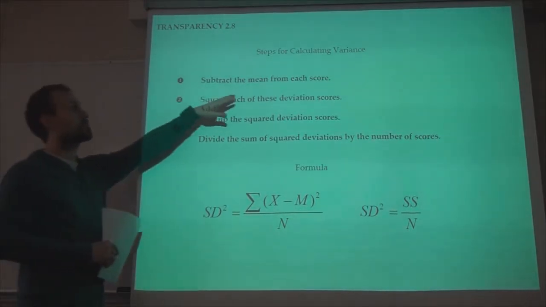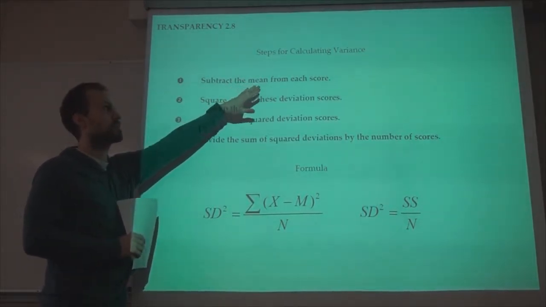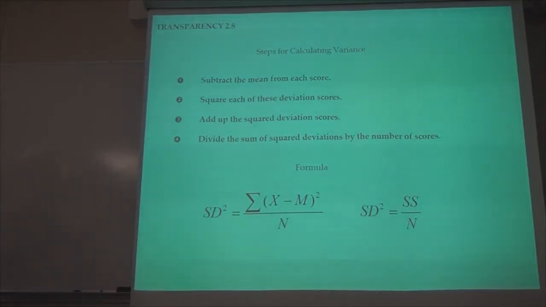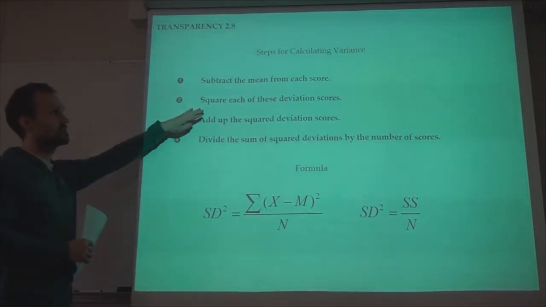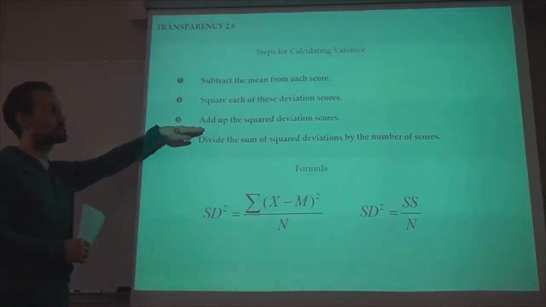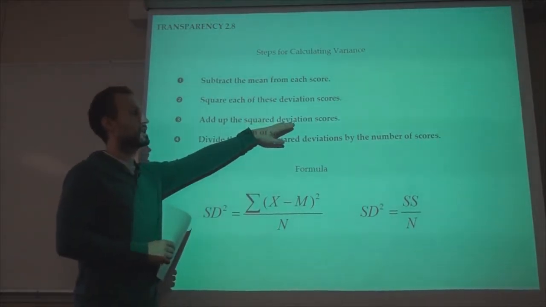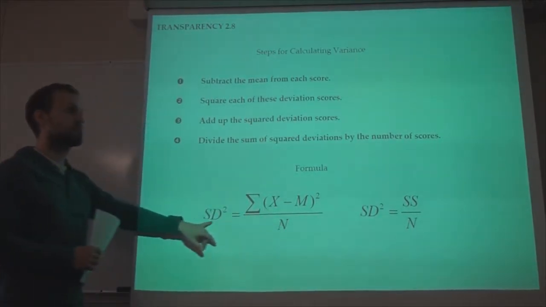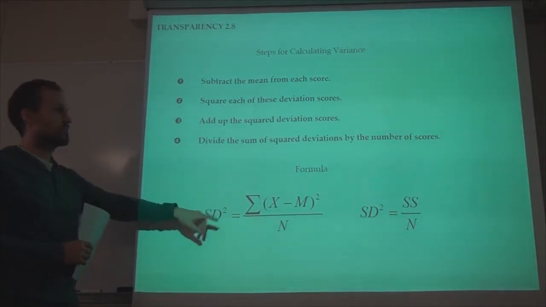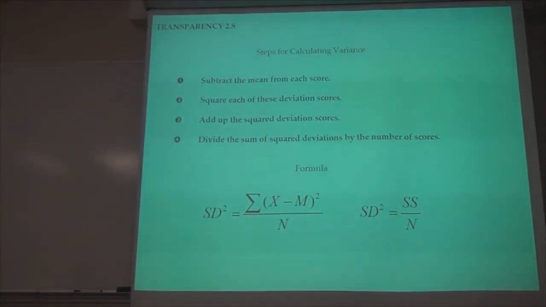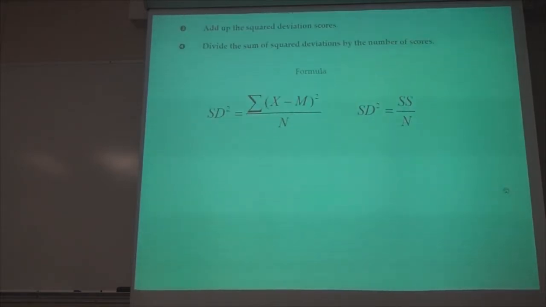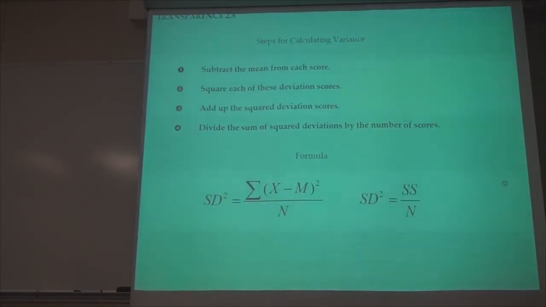So for each score, I calculate the mean, and then I go one score at a time. What's the difference? What's the deviation? Then I square all of them to make everything positive. Add up, take the average of all those squared deviations, and that gives me my variance. And then I simply take the square root of that to get the standard deviation.